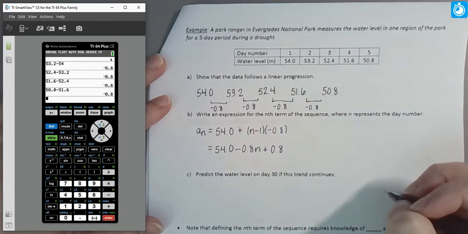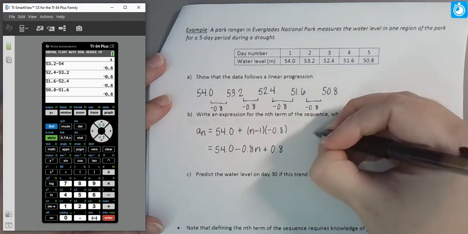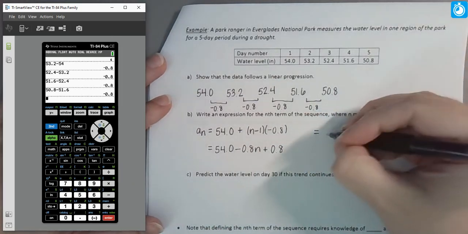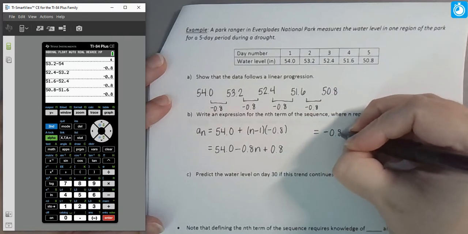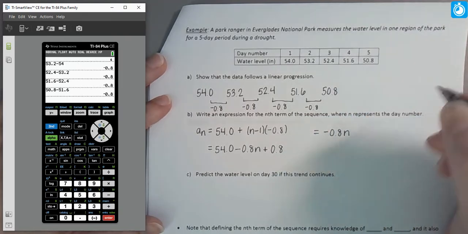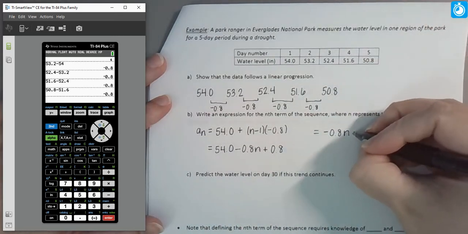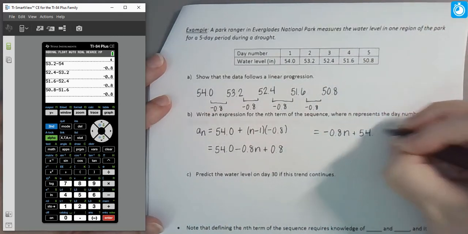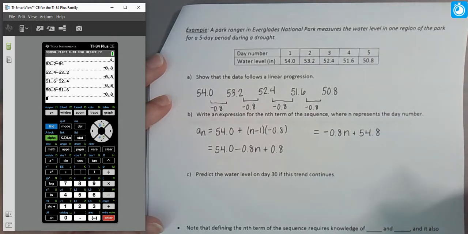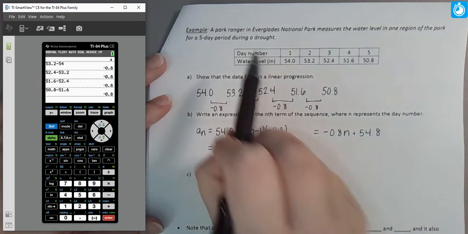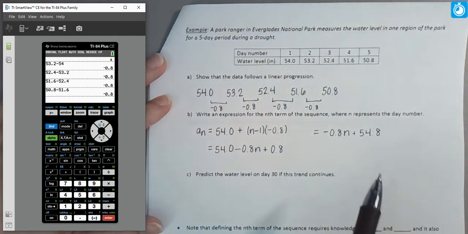So plus 0.8. And if we take that one step further, combine our like terms, we have negative 0.8n, and then 54 plus 0.8 is going to be positive 54.8. So this is going to be the formula representing the value, in this case the water level, on any particular day, assuming that day is represented by the value n.